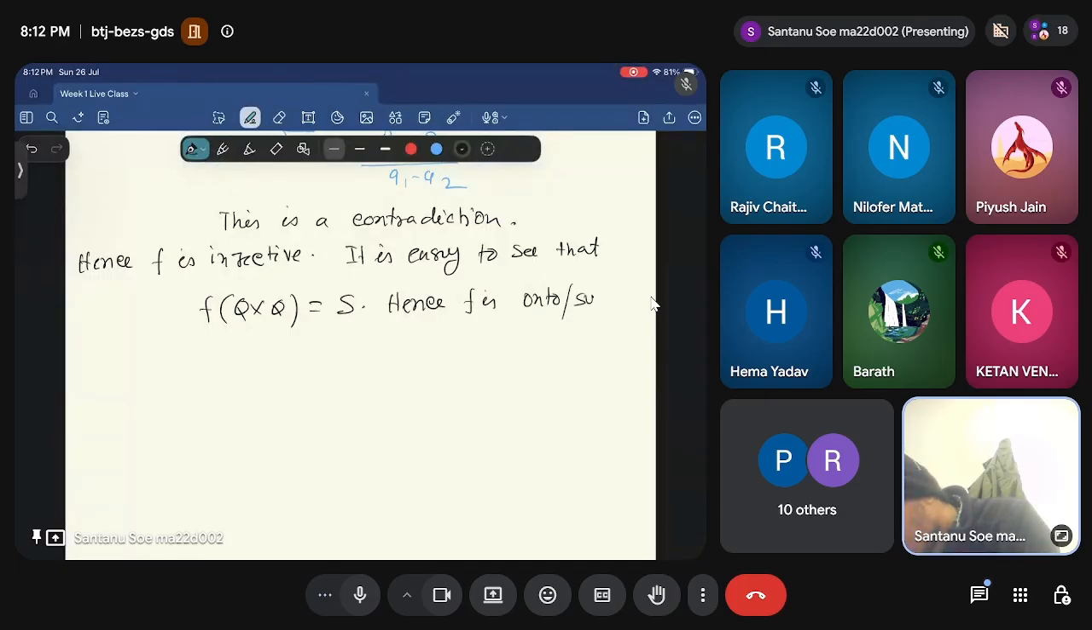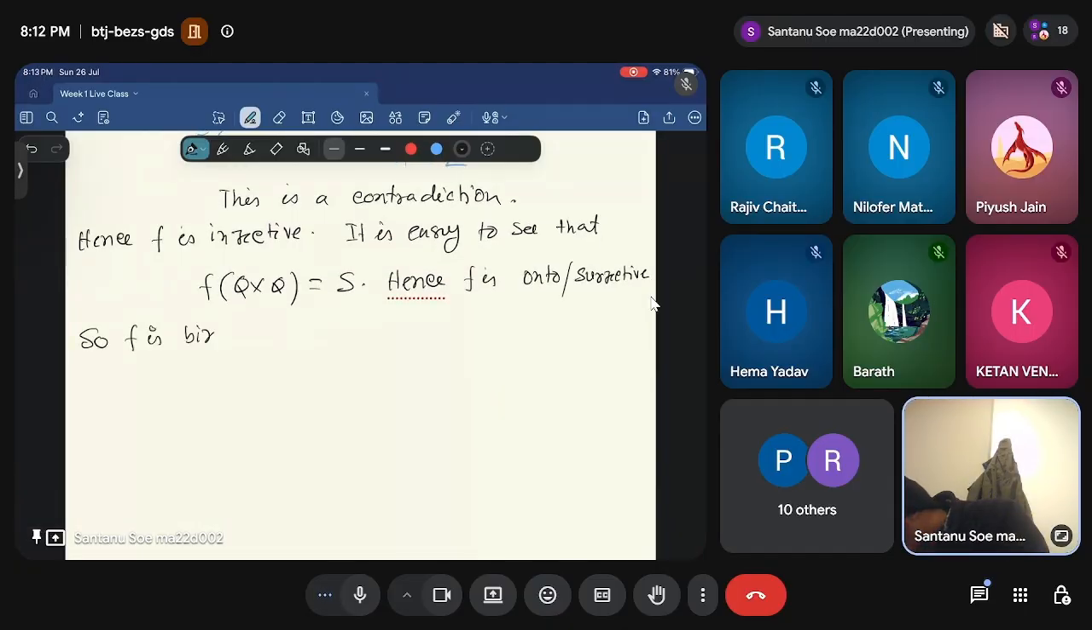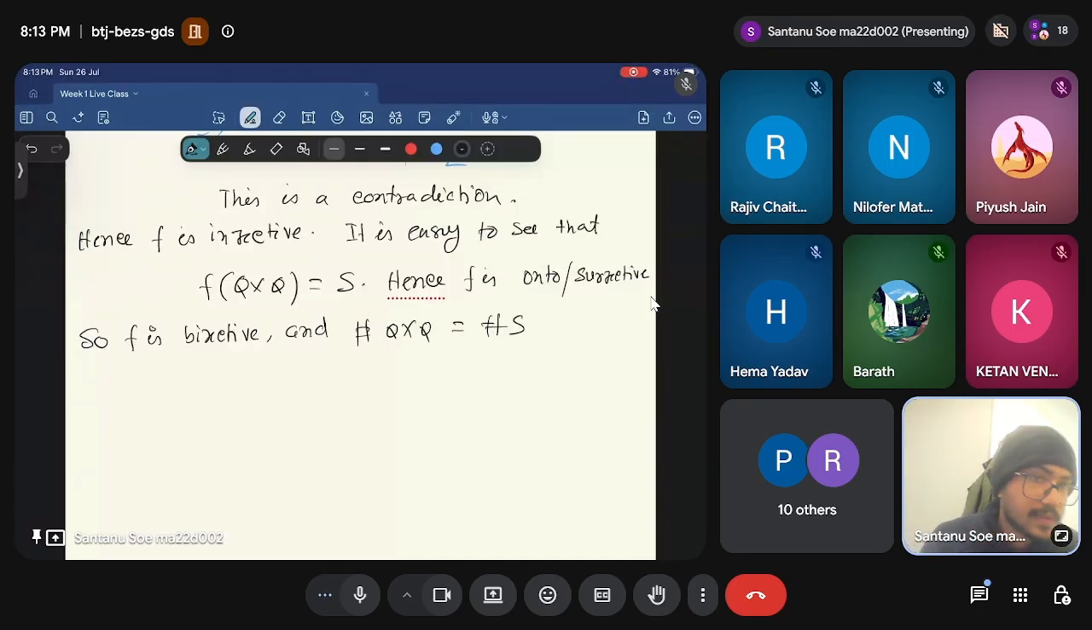Okay. Is it clear? So f is bijective, and the cardinality of Q cross Q is the same as the cardinality of S. Now we know that the product of two countable sets is countable, or in other words, the product of a finite number of countable sets is countable. This will imply that Q cross Q is countable, and hence S is countable.